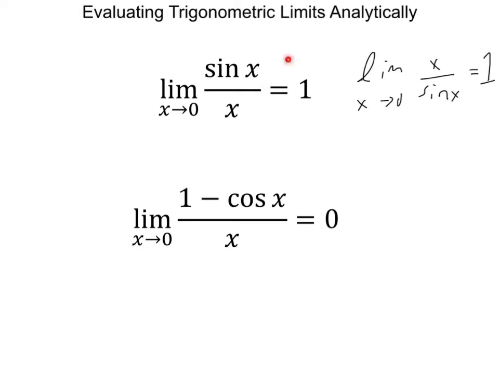In my opinion, this is the one that gets used most often. This one, it's important for us to know, but it's generally not used as often. So for this one, the limit as x approaches 0 of 1 minus cosine x over x, that limit is 0. Okay, so I've got a few examples where we're going to use this. We'll take a look at them now.